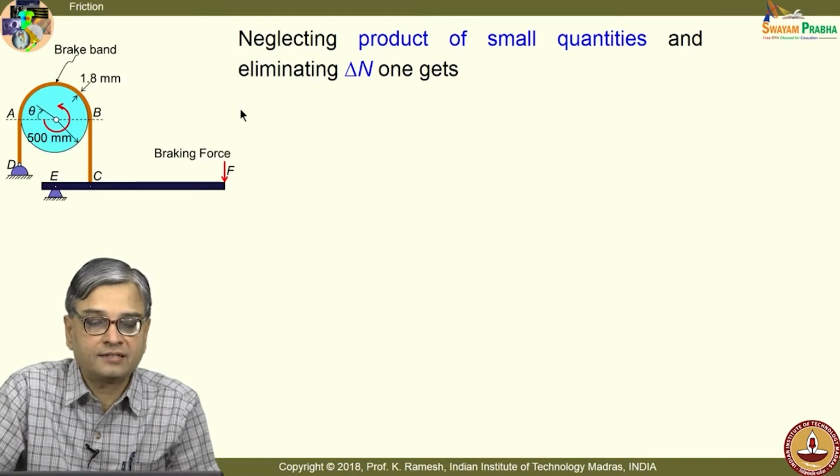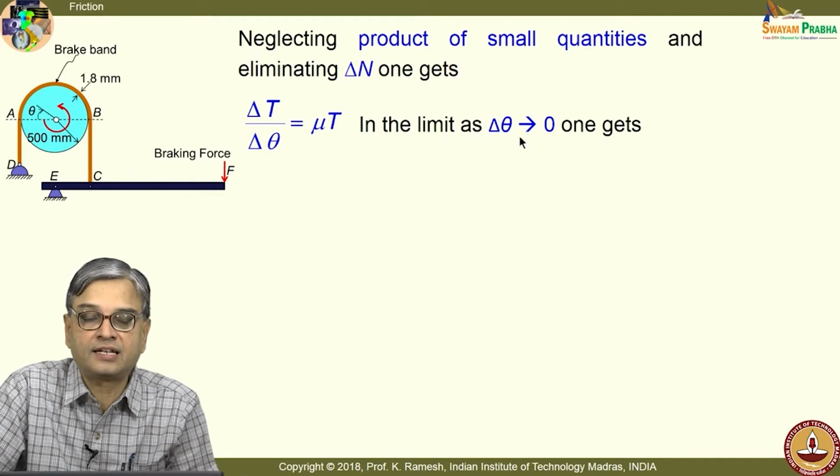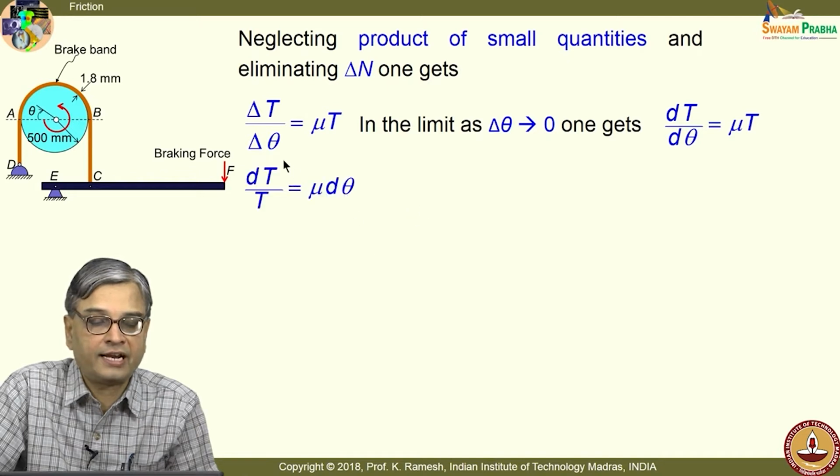So, finally, neglecting the product of small quantities and eliminating delta N, one gets delta T divided by delta theta equal to mu times the tension. In the limit as delta theta goes to 0, I get dT by d theta equal to mu times T. This can be written alternately as dT by T equal to mu times d theta.